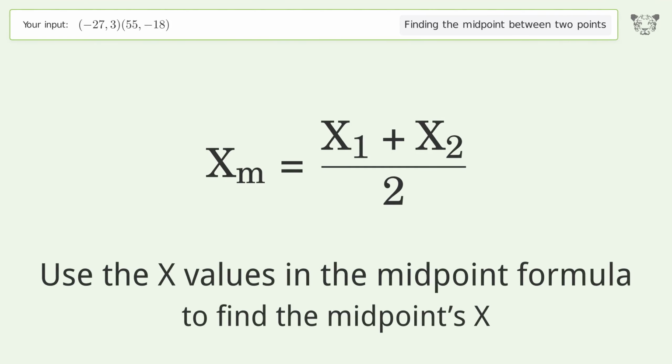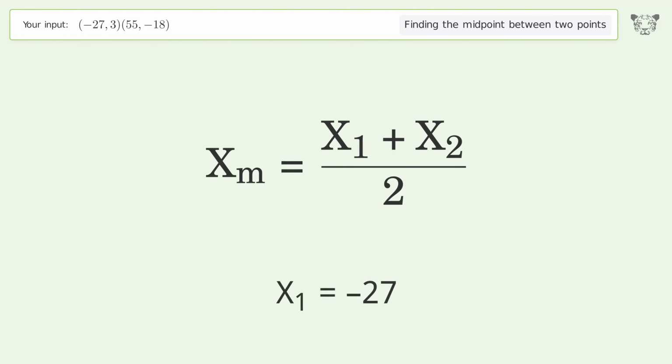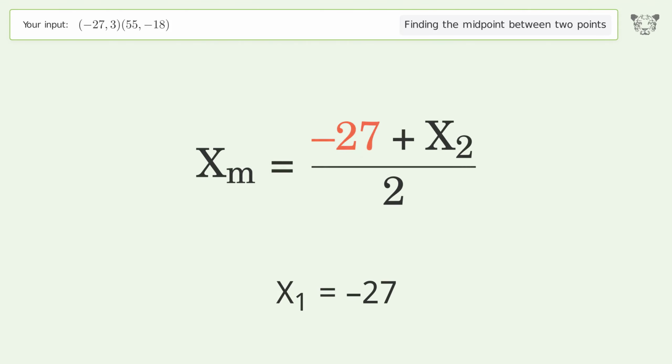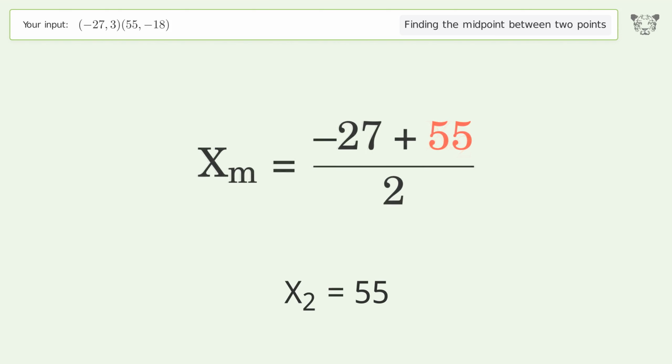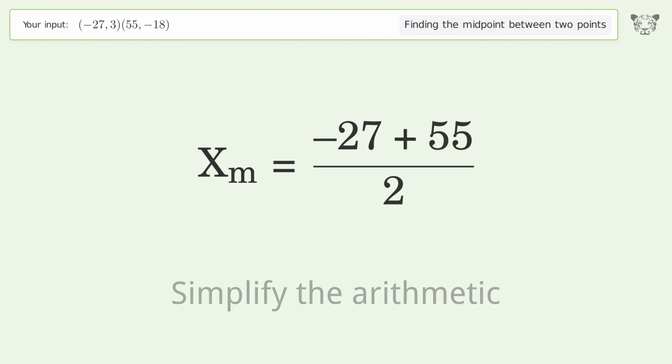Use the x values in the midpoint formula to find the midpoint's x. x1 equals -27. x2 equals 55. Simplify the arithmetic.